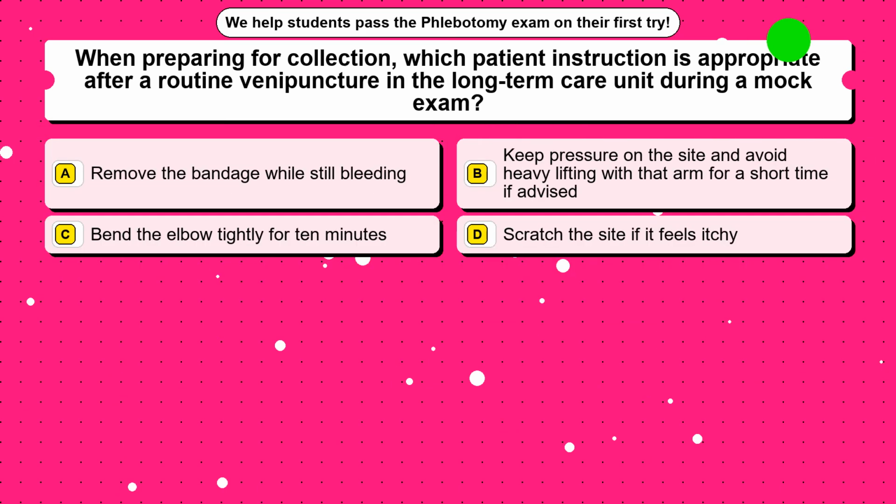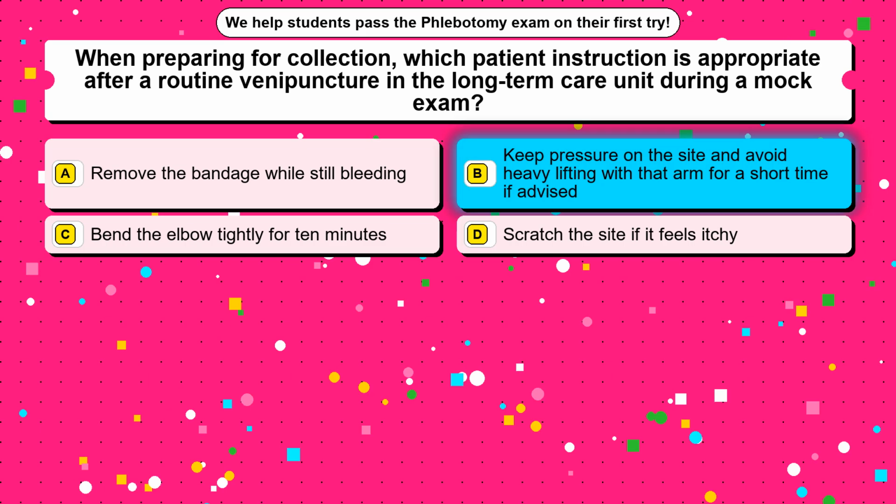Question 98. When preparing for collection, which patient instruction is appropriate after a routine venipuncture in the long-term care unit during a mock exam? Option A. Remove the bandage while still bleeding. Option B. Keep pressure on the site and avoid heavy lifting with that arm for a short time if advised. Option C. Bend the elbow tightly for 10 minutes. Option D. Scratch the site if it feels itchy.